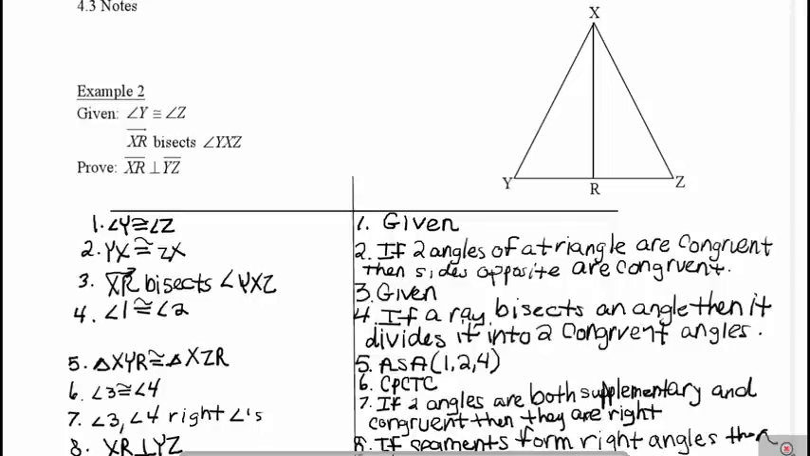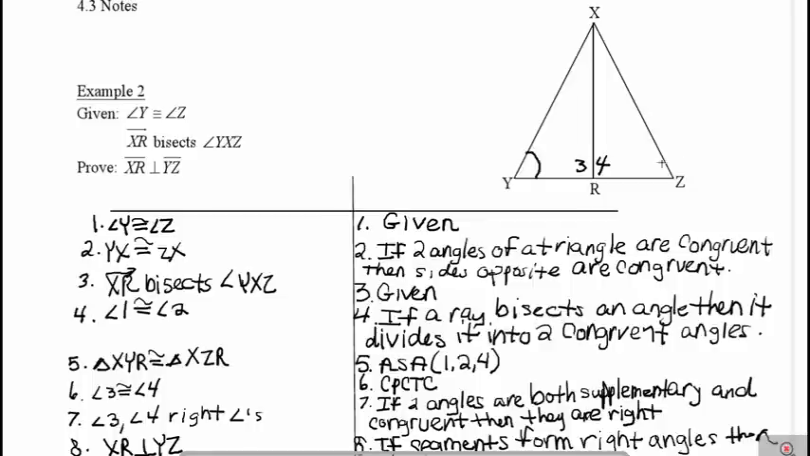Example 2, we're given that angle Y is congruent to angle Z, and ray XR bisects angle YXZ. And ultimately we want to prove that segments XR and YZ are perpendicular to each other. The only way that we can do this, if we work a little bit backwards from that prove statement, would be if angles 3 and 4 are right angles. And I know that the only way I'm going to get those two angles to become right angles is to first prove the triangles congruent.